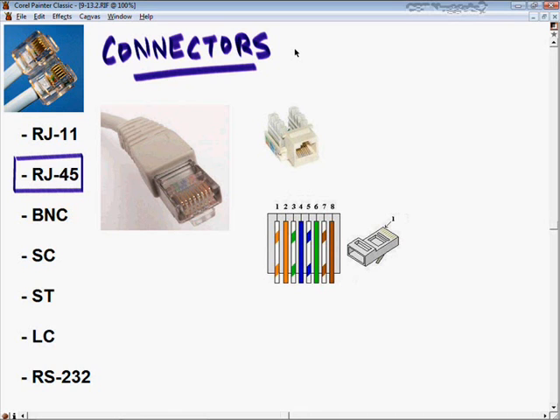Here you can see a male RJ45 connector, the female part of this, which could be what you plug into in a data port in your cubicle, for example. And then here are the pin configurations in the RJ45 connector.